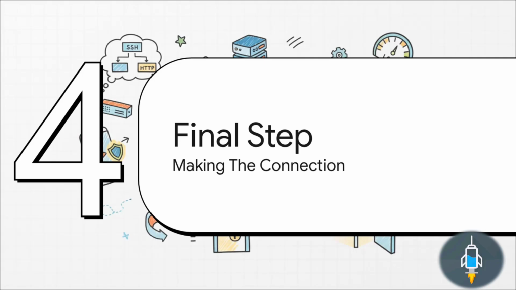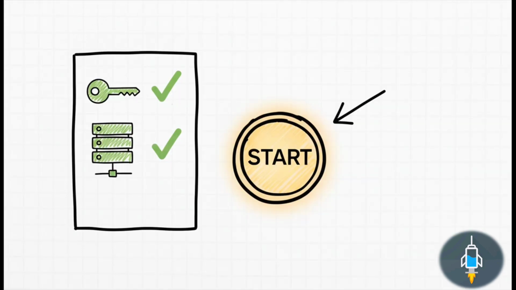Okay, this is the moment. All the pieces are in place. The key has been perfectly crafted. We've selected our door. All that's left is to put the key in the lock and turn it. We've double-checked everything. The payload is good to go. The server's picked. It's time. Let's hit that start button and see this thing fly.